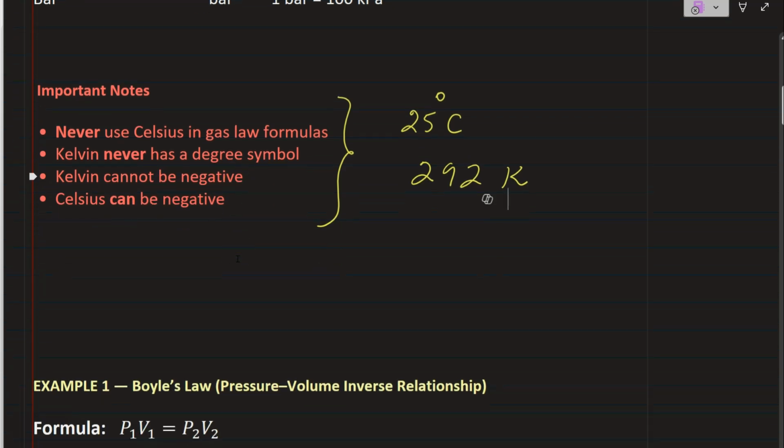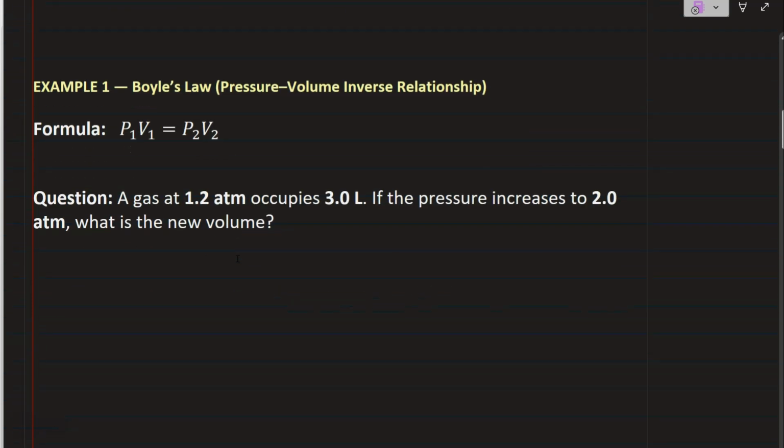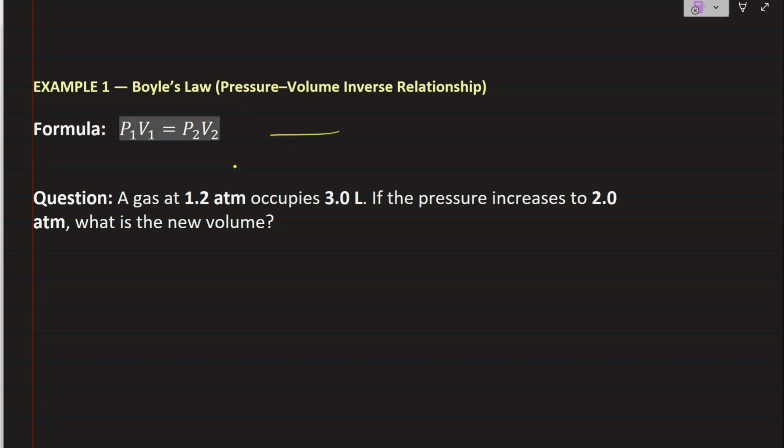Okay, now let's start with examples. Here is the first one. We're going to talk about Boyle's law. This is the pressure and volume inverse relationship, and it's actually very intuitive. This is the formula for it right here, where P1 and P2 are the pressure before and after the volume changes, and V1 and V2 are the volume before and after the pressure changes.